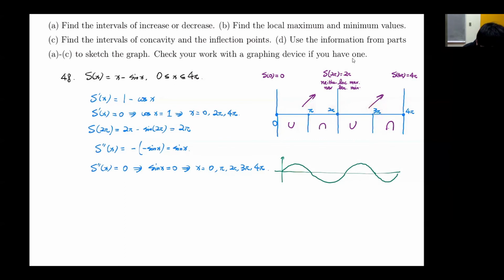So the point pi: look at f of pi, what is that? f of pi is pi minus sine of pi, which is pi again. So this is an inflection point. And then 2 pi, 2 pi. This will be again an inflection point. And finally 3 pi, 3 pi, because sine of 3 pi is again 0, so this will be an inflection point.